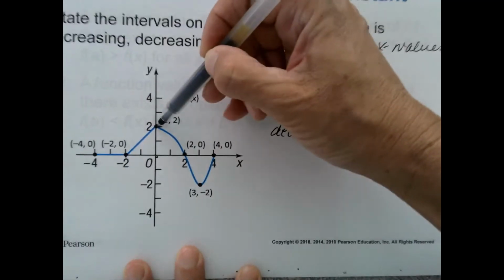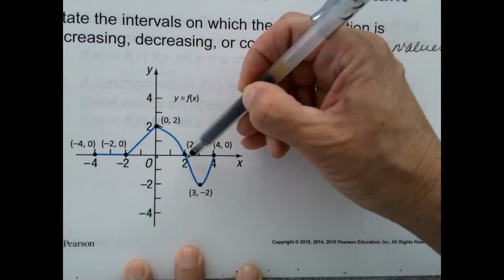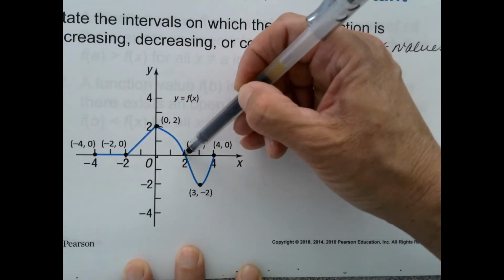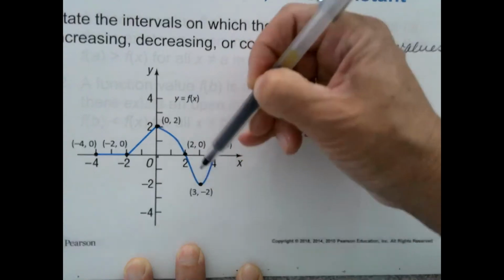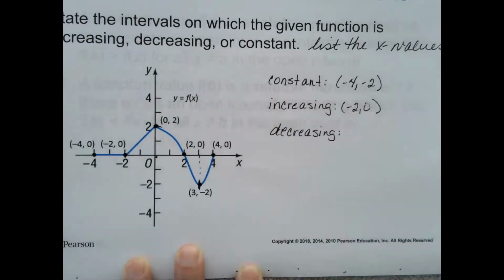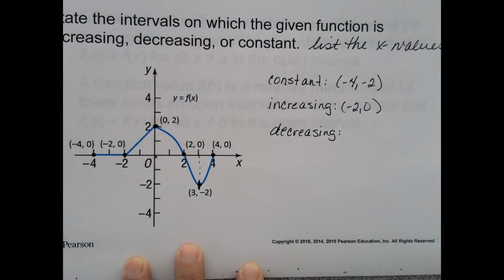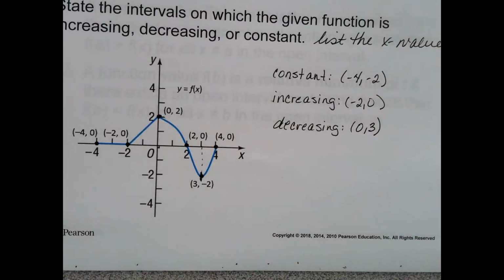Starting at x is 0, this piece of the function is decreasing. And don't get tripped up by the x-intercept. We're still decreasing beyond that. It's still moving down. So from x equals 0 all the way to x is equal to 3, the function is decreasing. From 0 to 3, the function is moving downward.